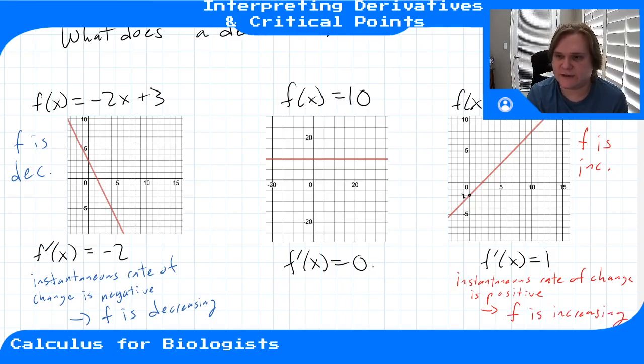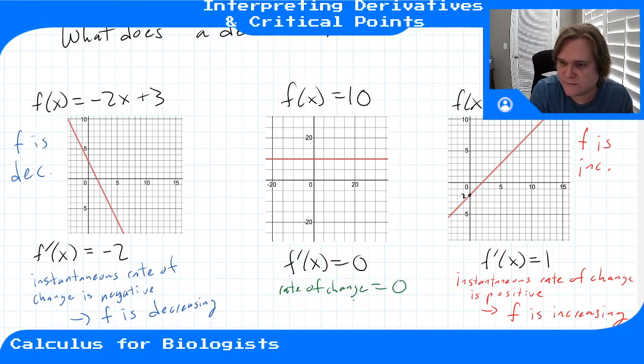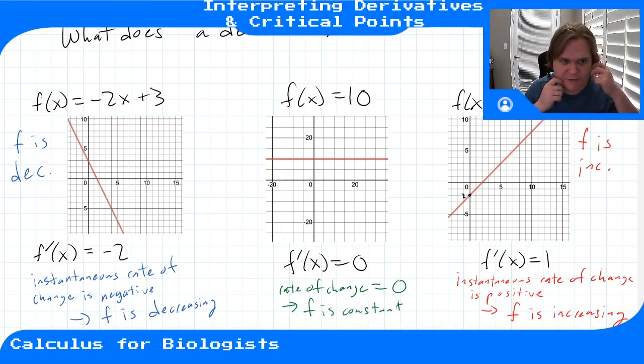And when it's zero, the rate of change is zero, it's not changing at all. Rate of change equals zero, f is constant. It's not increasing or decreasing. The rate of change is zero, it's constant. And so for linear functions, the derivative is the same everywhere, so it's always decreasing, constant, or increasing.